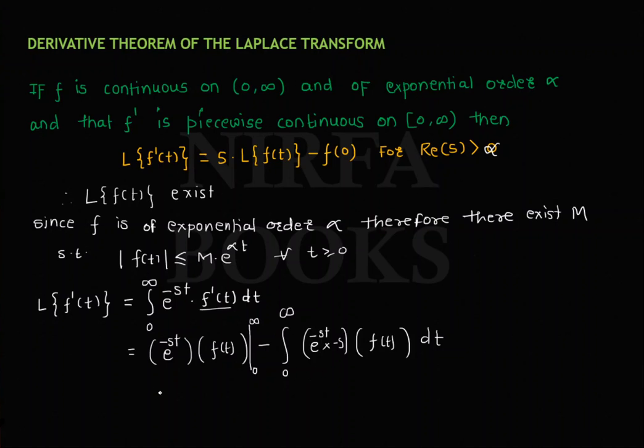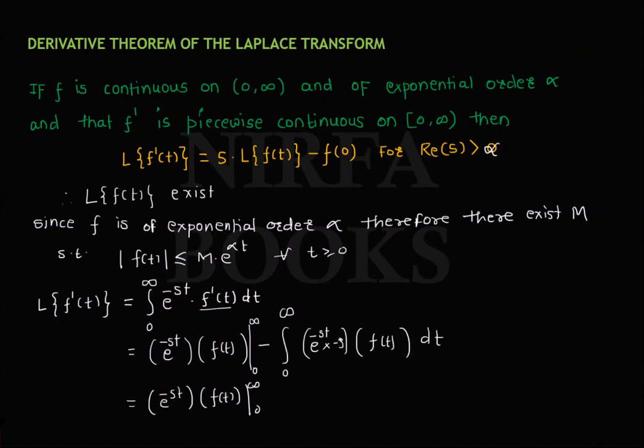Alright. Now I am putting these upper limits and lower limits, but we will calculate this value later on. So I am keeping it as it is. It is e to the power minus st into f of t, and its limits are from 0 to infinity.